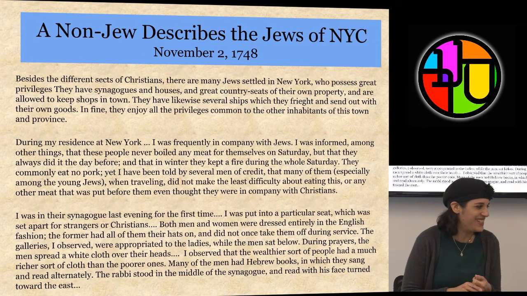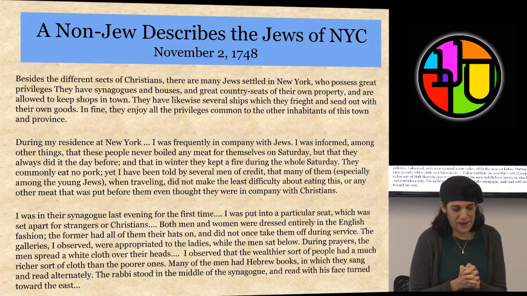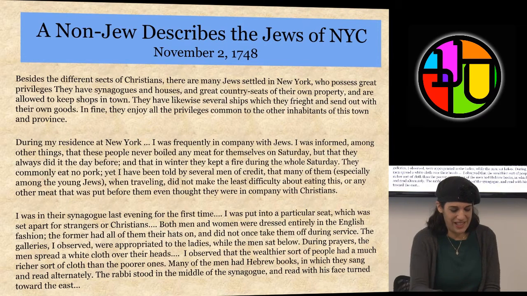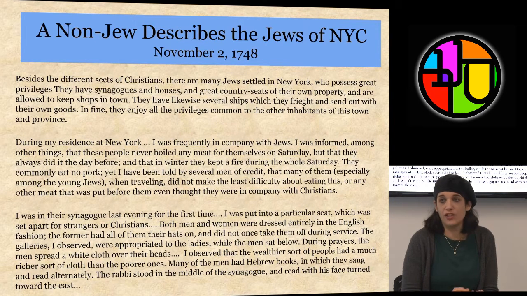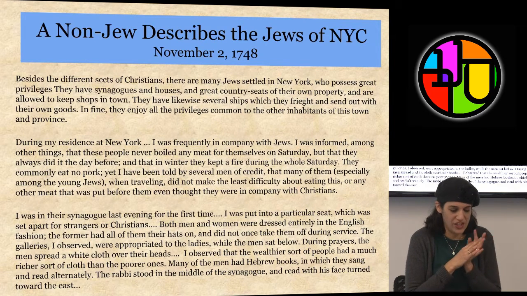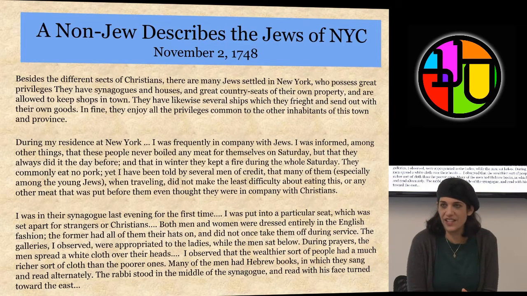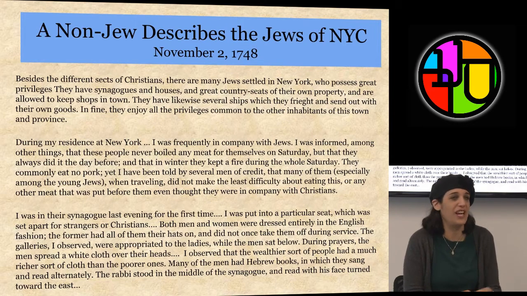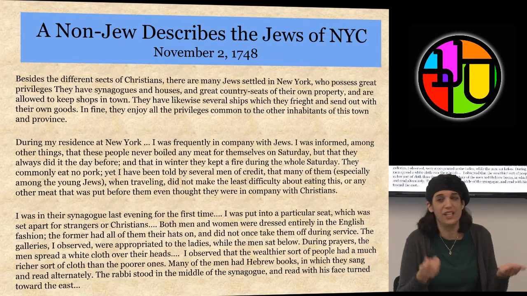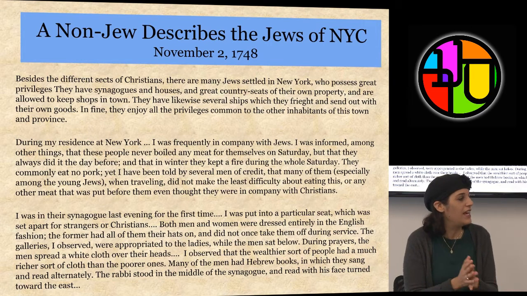I love this. This is a really interesting document. This is a letter, an entry in a journal written by a Swedish non-Jew in 1748. His name was Peter Kalm. He was an explorer and a botanist and a naturalist, and he wrote this description. He happened to have had a lot of friends that were Jews, and he visited Shearith Israel, and he wrote this description.